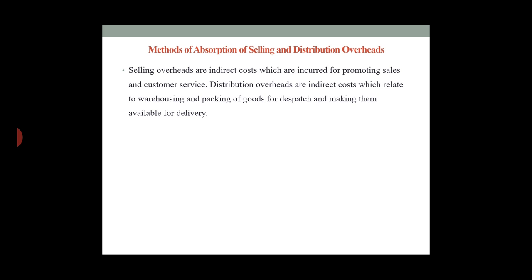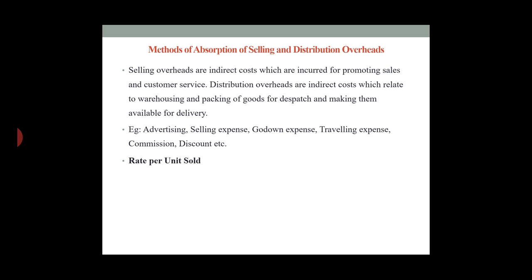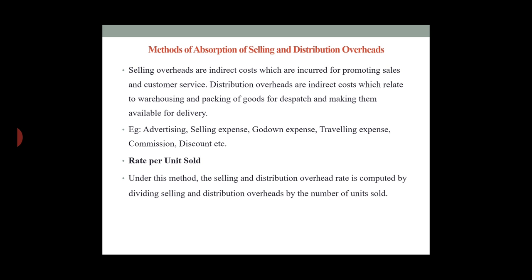Then methods of absorption of selling and distribution overhead. Selling overheads are the indirect costs which are incurred for promoting sales and customer service. Distribution overheads are indirect costs which relate to warehousing, packing of goods for dispatch and making them available for delivery. Advertising, selling expense, godown expense, traveling expense, commission, discount are examples of selling and distribution overhead. Rate per unit sold: under this method, selling and distribution overhead rate is computed by dividing selling and distribution overhead by the number of units sold. Overhead rate is equal to selling and distribution overhead divided by number of units sold into 100.